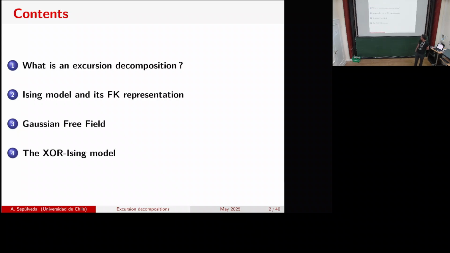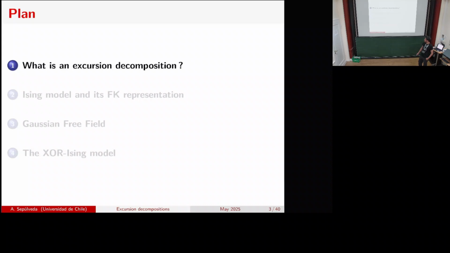So what I'm going to talk about: mostly the first thing I will do is describe the excursion decomposition, and then I will discuss it in 4 models. Fundamentally they will be random walk first, then the Ising model, the Gaussian free field, and XOR-Ising. All of them have an excursion decomposition, and we are going to discuss the features and how to build them in each of them.